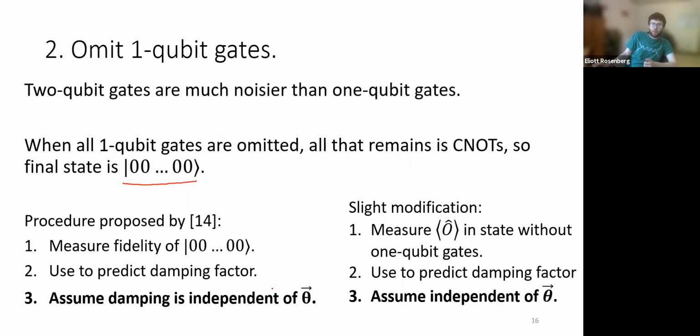And so the method that's proposed in this paper is, you measure the fidelity of this ideal state, and you use the fidelity to predict the damping factor. And then you assume that the damping wouldn't be different if you put the 1-qubit gates back in. And I said that's the same as assuming that the damping is independent of theta, because removing the 1-qubit gates, at least for our ansatz, is the same as setting theta to 0. And a slight modification of this is, instead of using the fidelity in the state, you could measure your observable in that state and see what the damping is.